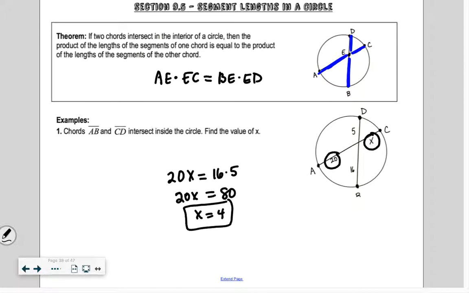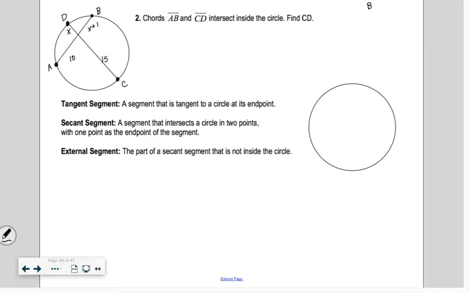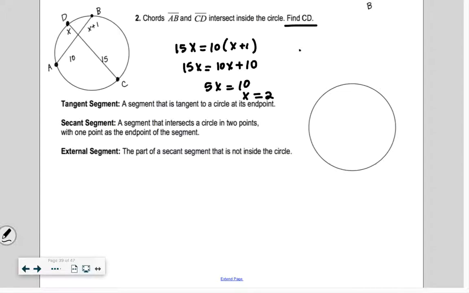Easy? All right, so let's try the next one. So in this case, we'd have 15 times x equals 10 times parentheses x plus 1. So we get 15x equals 10x plus 10. We subtract the 10x over, so we get 5x is equal to 10. So x is 2. So be careful, this says find CD. So what's CD equal to then? 30. Nope. 17. Add them together, right? It's a length.